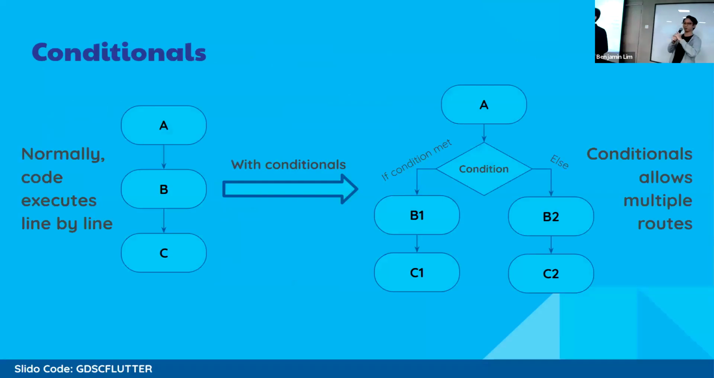Do we have any questions on that? You can ask on Slido as well. Does anyone have any questions? All right, so we move on to the next, which is conditionals. So conditionals are basically if-else statements where normally you just go one route, whereas conditionals allow you to go to multiple routes.